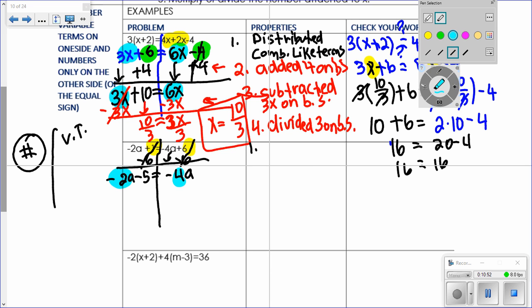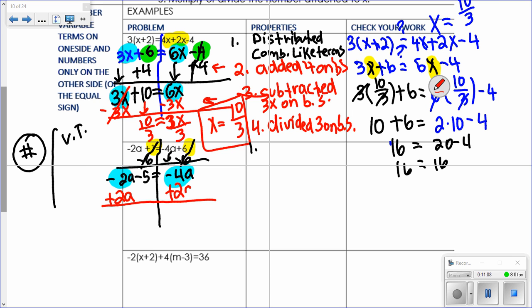But what about variable terms? Well, variable terms move to the right. So I have negative 2a and negative 4a. I'm going to add 2a's to move all my variable terms to the right and combine those variable terms. So 2a minus 2a is 0. Negative 5 comes down, equals negative 2a's. Divide both sides by negative 2, and I get a equals 5 over 2.